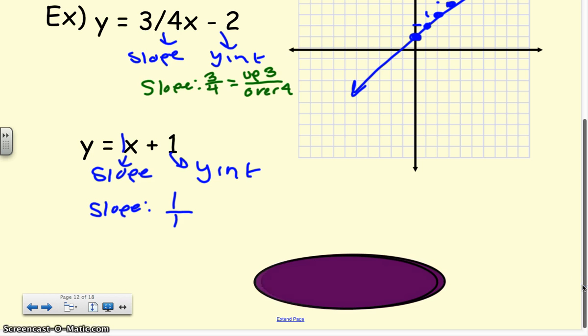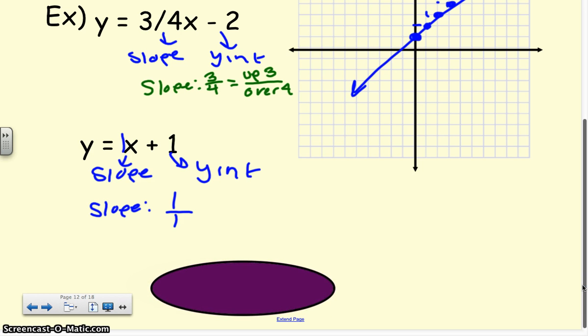Okay, I'm going to have you do another one. All right, I'm just going to make one. y is equal to 1/3 x minus 4.